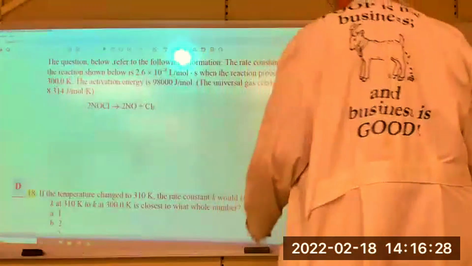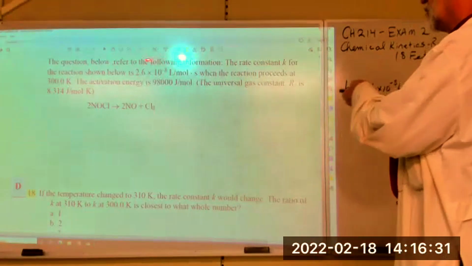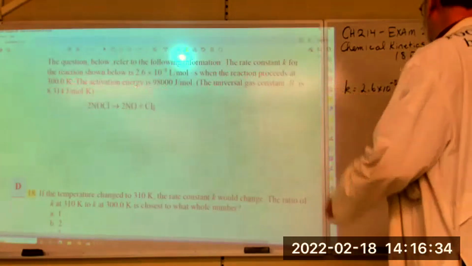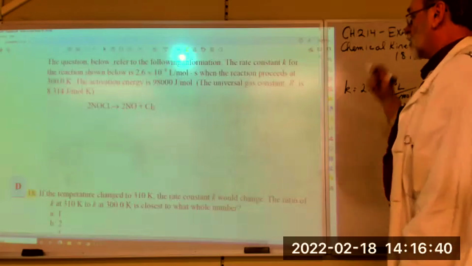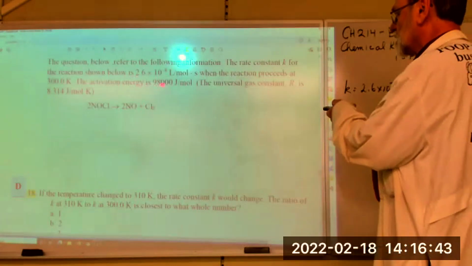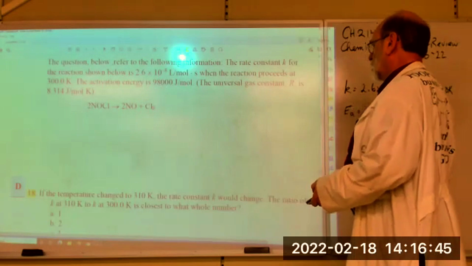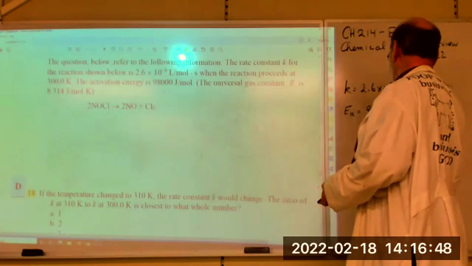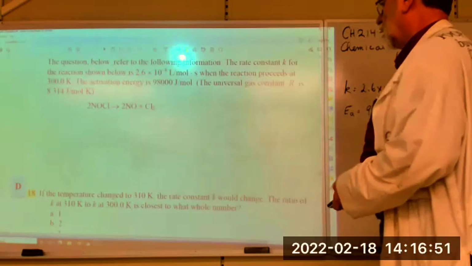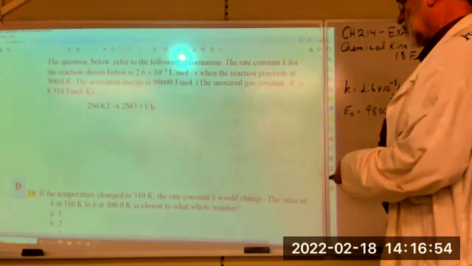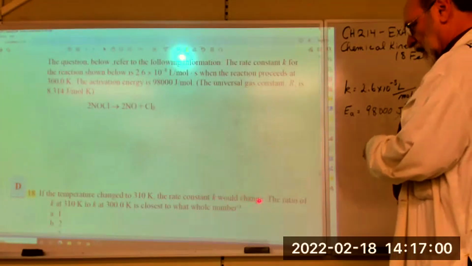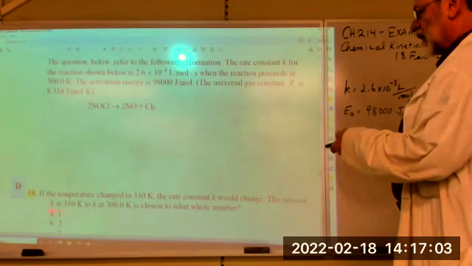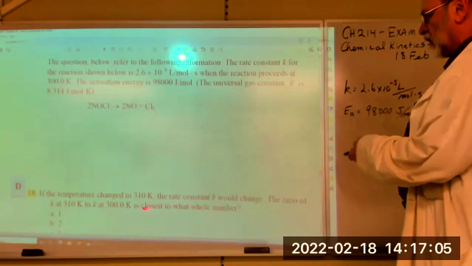18. Let me read through the rest of the question. K for the reaction, when the reaction proceeds at 300 K. So this is for 300 K temperature. Oh, I see what we're doing. The activation energy is 98,000 joules per mole. If the temperature changed to 310, the rate constant K will change. Yes, it will. The ratio of K at 310 to K at 300 is closest to what whole number?